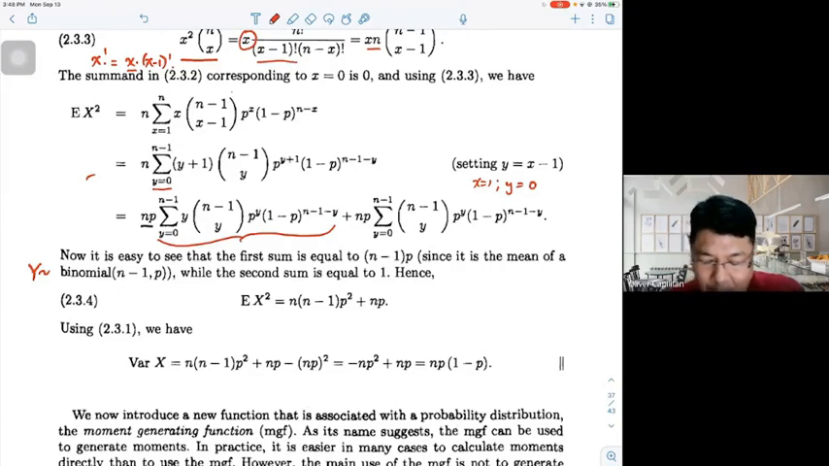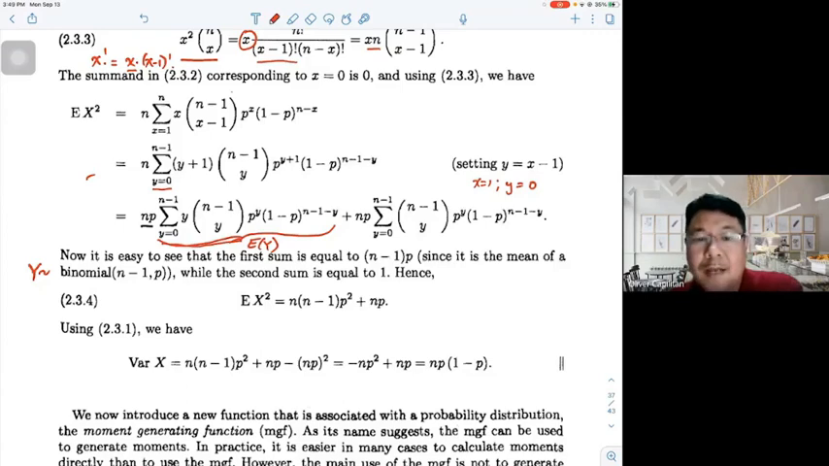So this expression, the summation, is the mean of y. This refers to the mean of y. So the mean of y will be equal to n minus 1 times p. That's the mean, for our first summation. So we have np times n minus 1 times p.